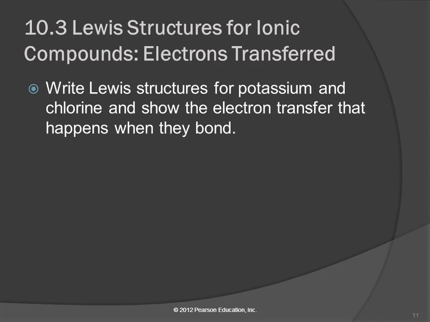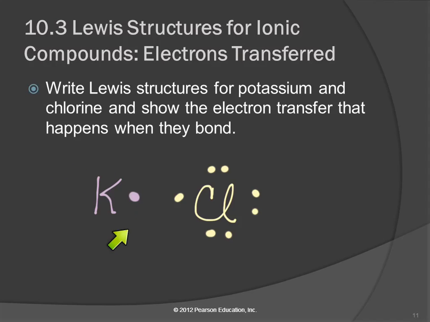So here's potassium. How many valence electrons does potassium have? It has 1. So potassium has 1 valence electron. And then we've got chlorine, and chlorine has how many valence electrons? 7. 1, 2, 3, 4, 5, 6, 7. Both of these guys want 8 valence electrons. Potassium has 1 valence electron.